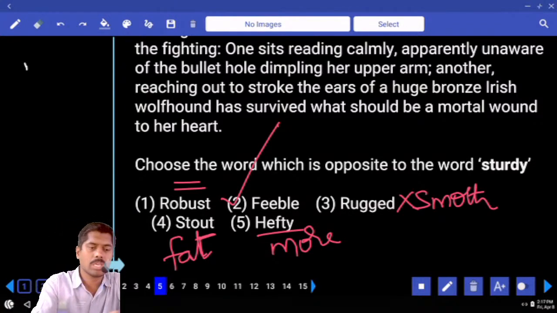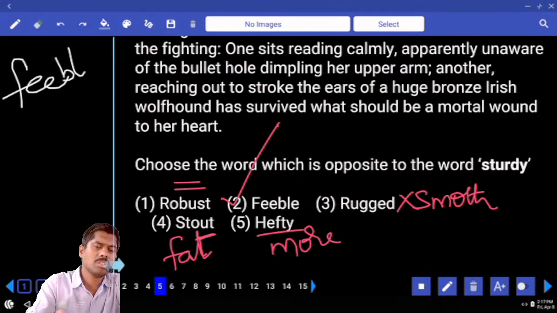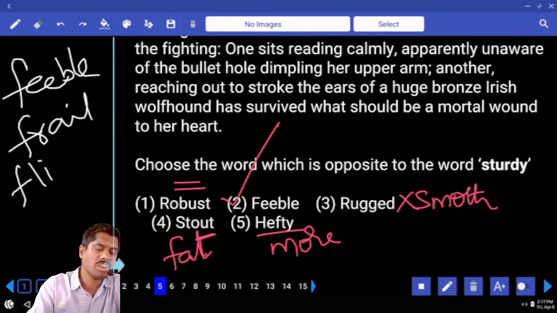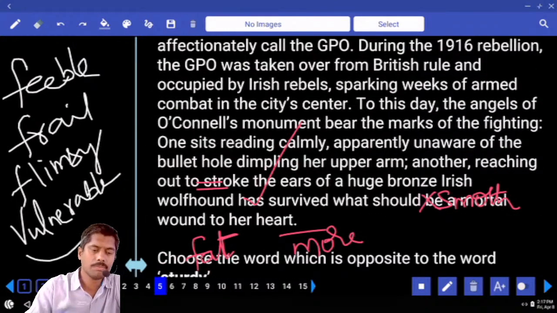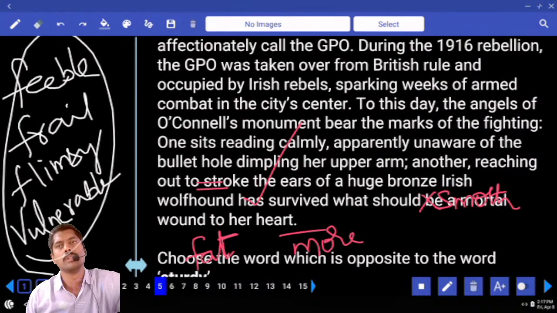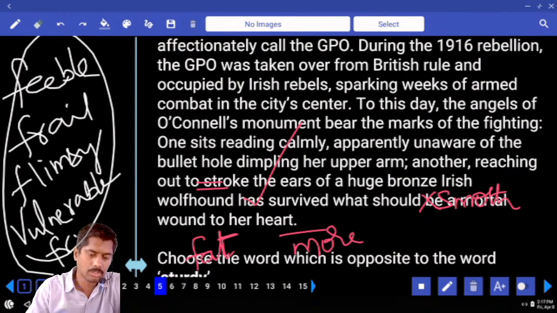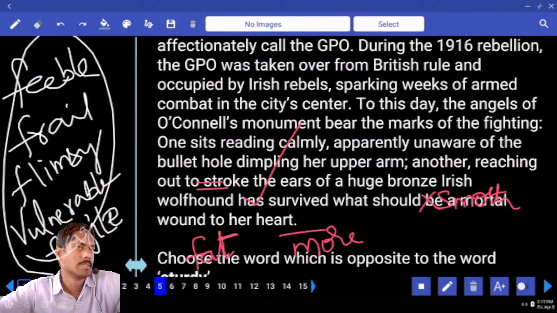Feeble means weak. Feeble, frail, flimsy, vulnerable, same meanings. They're all synonyms only. Feeble, frail, flimsy, vulnerable, fragile. Means very weak, susceptible.